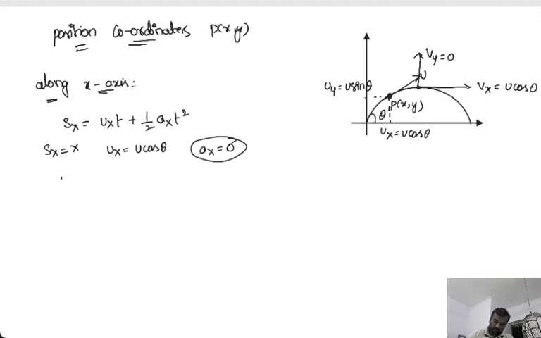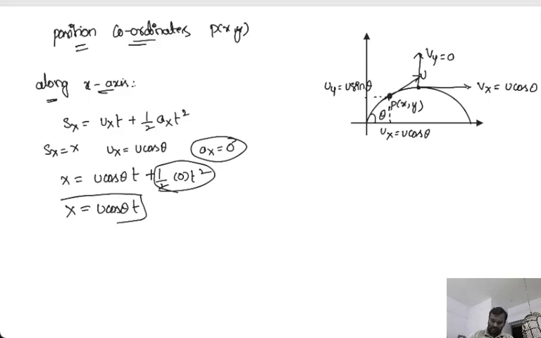Then you get x is equal to u cos theta t plus 1 by 2 into 0 t square. Now this term becomes 0. Then you write x is equal to u cos theta t. This is the x coordinate. At the same time, you find time t is equal to x by u cos theta.